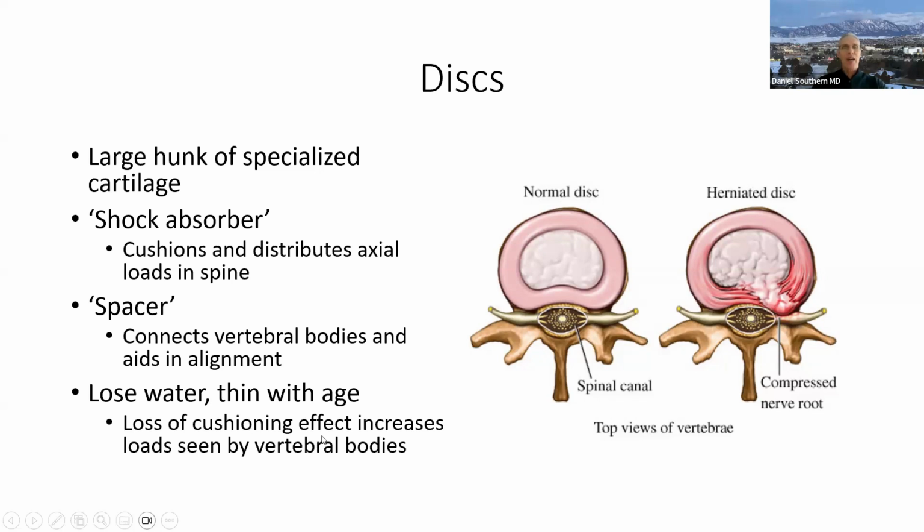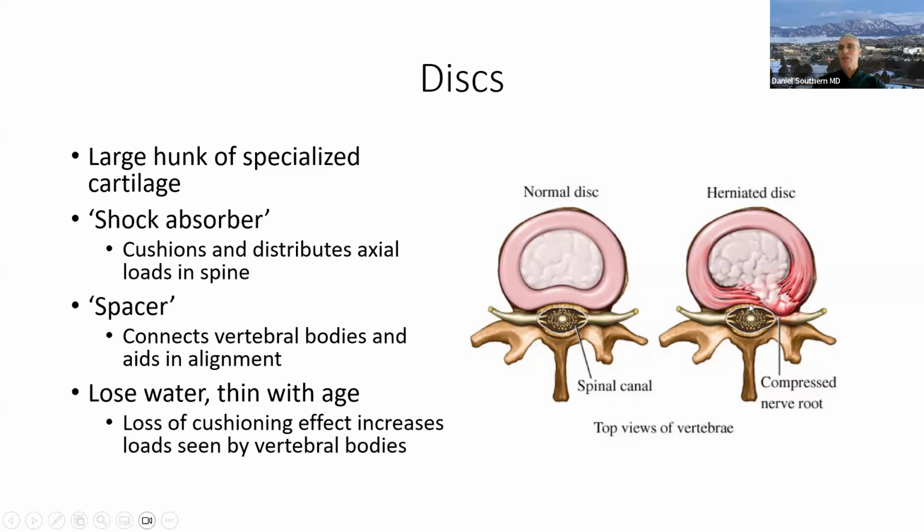And what this does is it increases load on the vertebral bodies, which can become painful. It increases perhaps irritation of nerves, which can cause arm and leg pain, and very definitely increases the load on the joints in the back of the spine called the facet joints that we just discussed, and that accelerates arthritic change there. This is a herniated disc.